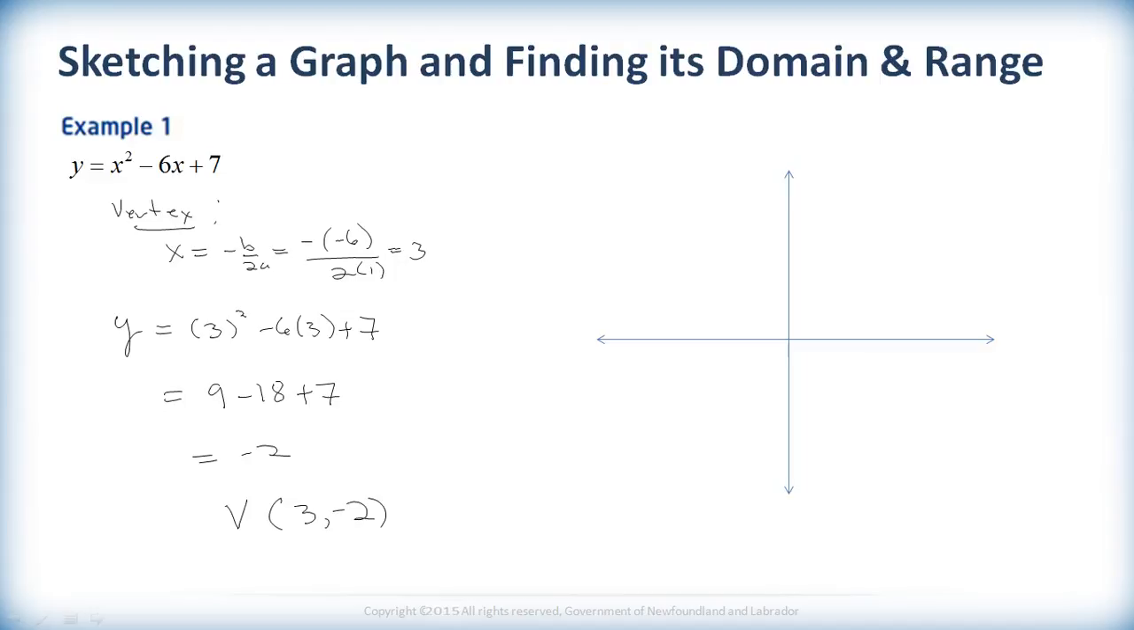All right. Then I know it's going to open upward because of this. And if I want one more point to give me a good picture of what my graph looks like, grab C and tell the world that your y-intercept is going to be at 0 and 7.